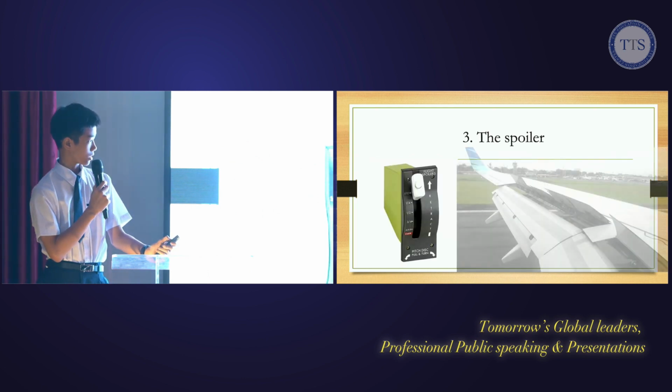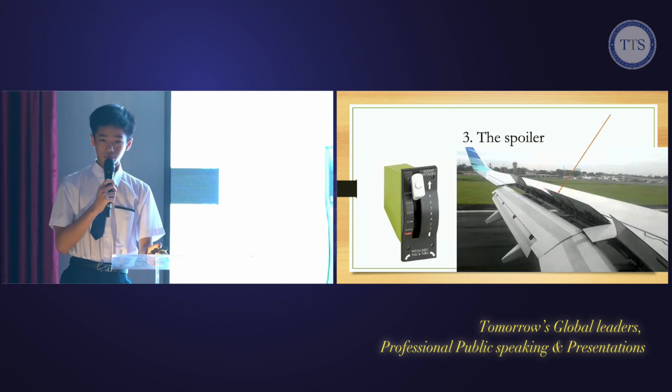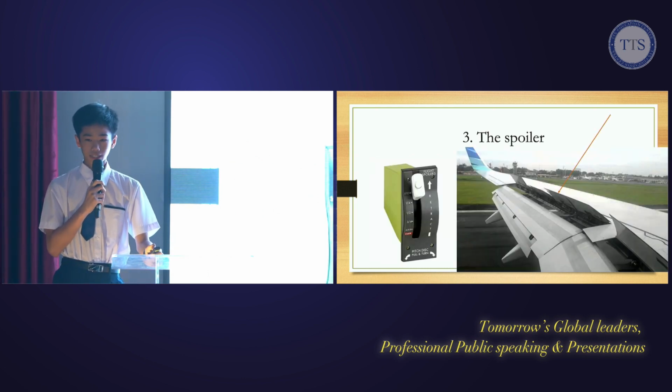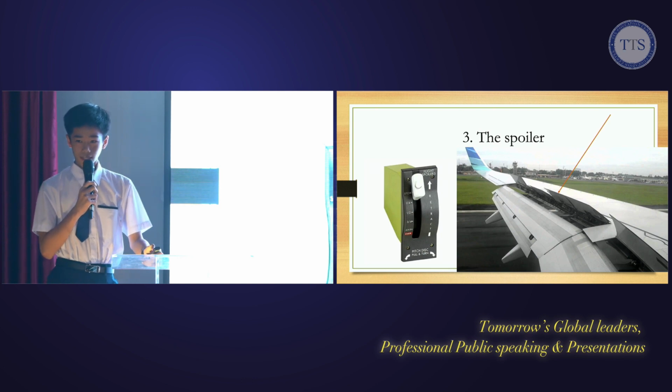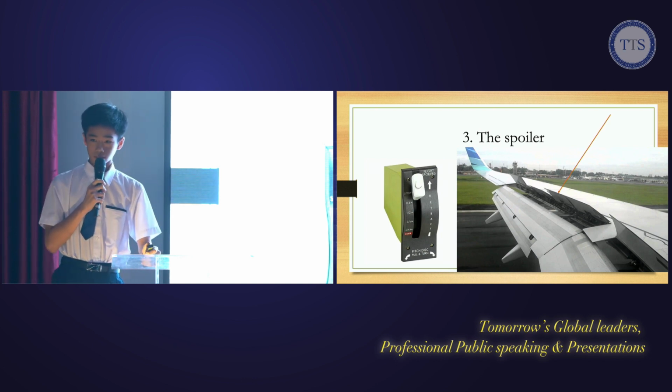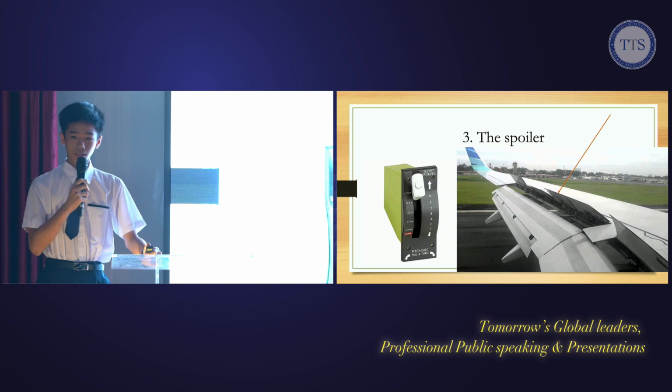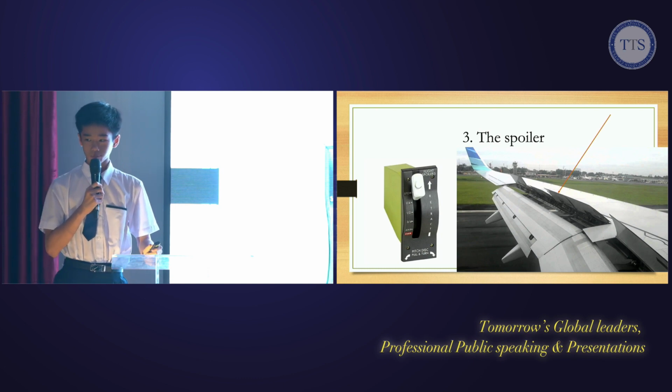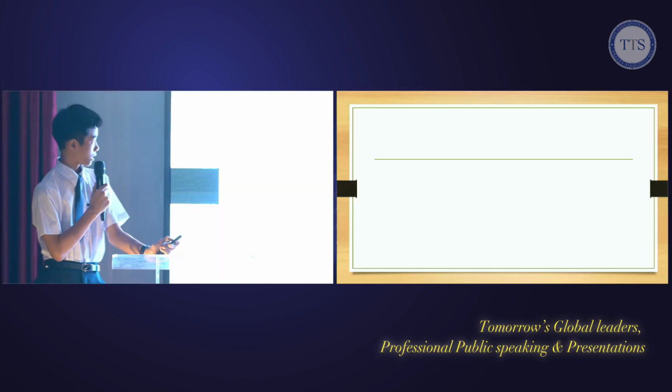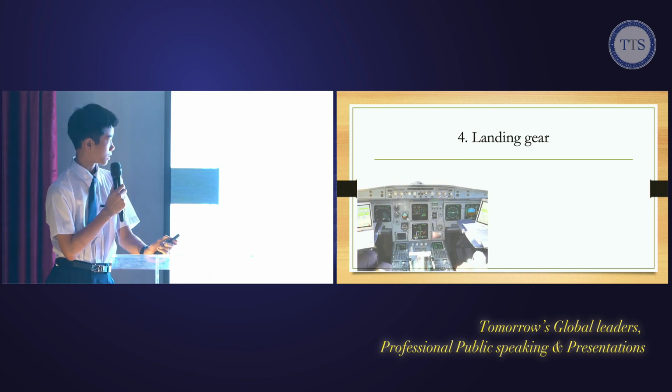Third, the spoiler. The spoiler is a small hinged plate on the wings of the aircraft that helps the plane to decrease the speed and helps the plane to stop when the reverse thrust and the landing gear cannot stop the plane. And the final one is the landing gear.